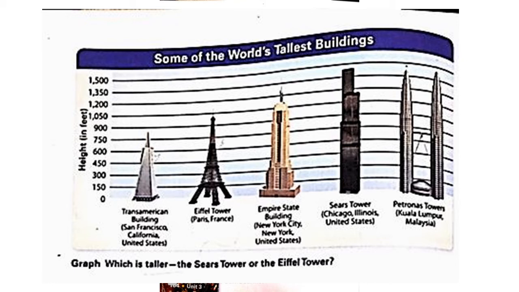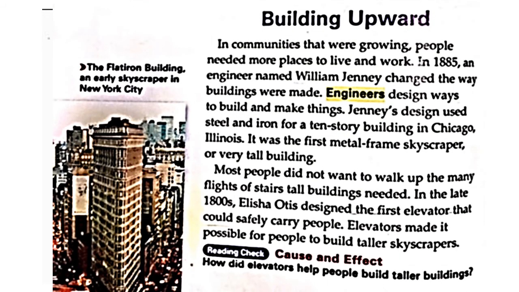And there's a question right here below the graph that asks, which is taller, the Sears Tower or the Eiffel Tower? And obviously the answer is the Sears Tower, the one that's second last to the last one, found in Chicago. Great. So let's move on to the last half of this page, where we're going to read about building upward. Let's begin reading. In communities that were growing, people needed more places to live and work.